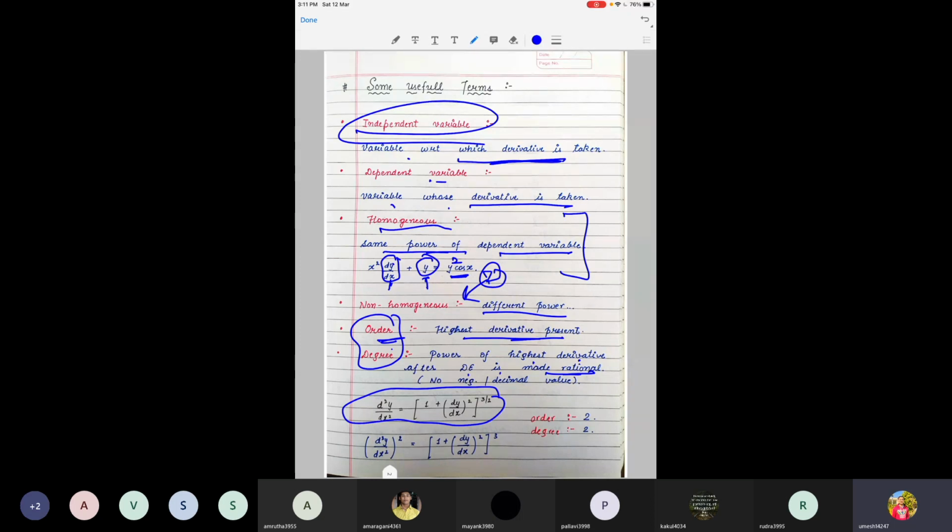So if we take the example d square y upon dx square is equals to 1 plus dy over dx square whole to the power 3 by 2. Like we know it's not a rational thing, so we will take square. If we take the square, this 2 will be cancelled, and here we will get a new square. So the equation would be d square y upon dx square is equals to 1 plus dy by dx whole square to the power 3.